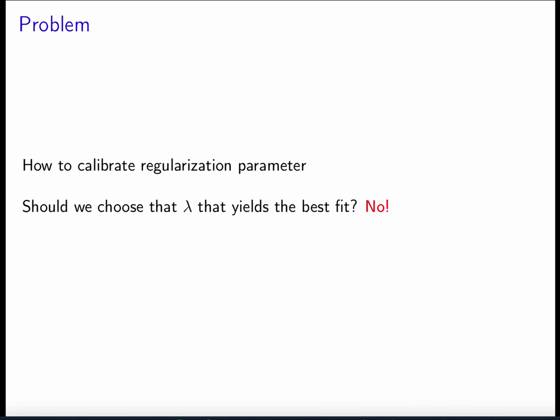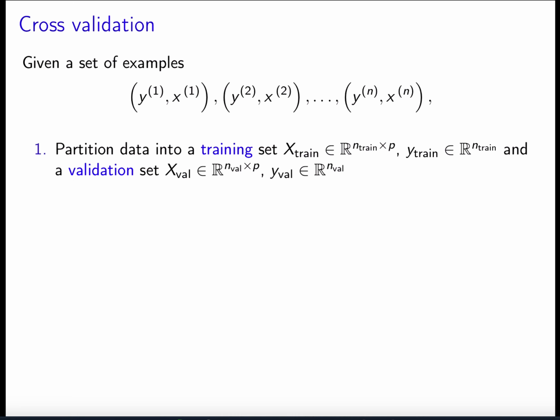Instead, what we want is to generalize while having small coefficients, and the best way to check whether you generalize is to have some held out data and see how well you're generalizing. So that's what you should really do. You should look at your validation data. Most of you are probably familiar with this concept, but cross-validation, or using validation to set hyperparameters such as regularization parameters, works in the following way.